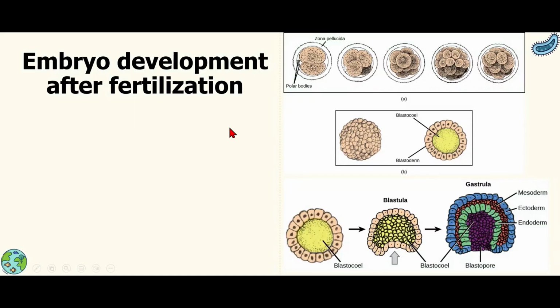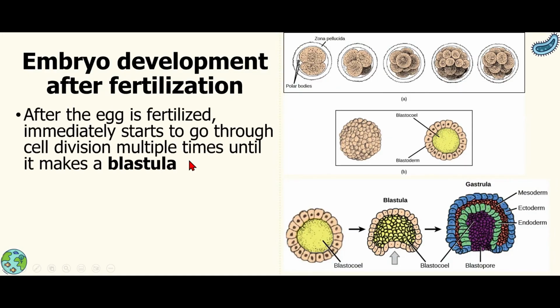So we talked about in a different video how organisms can reproduce, and when organisms reproduce using sexual reproduction, there's going to be an egg being fertilized by sperm. And so after fertilization, now the embryo can develop. And so what we're going to be talking about is what happens.